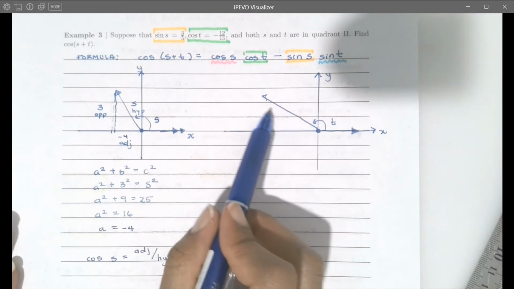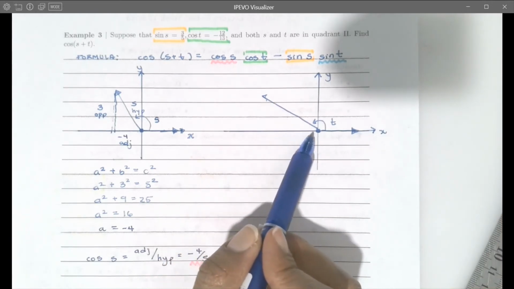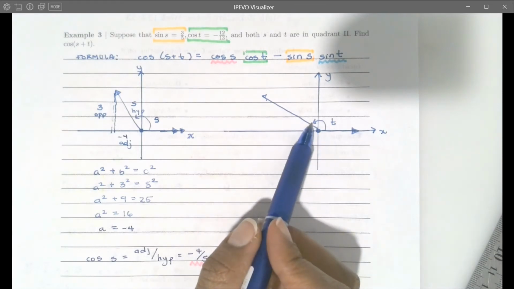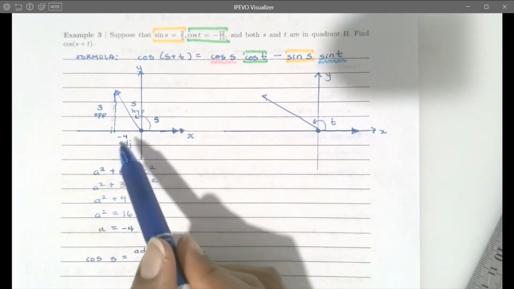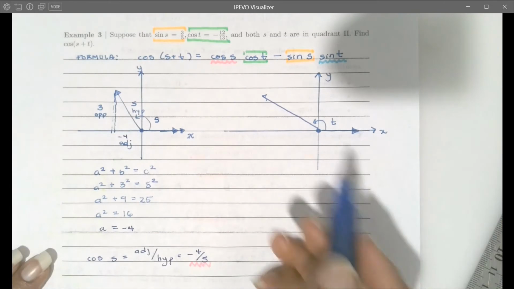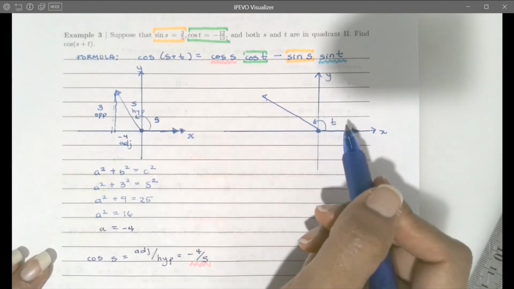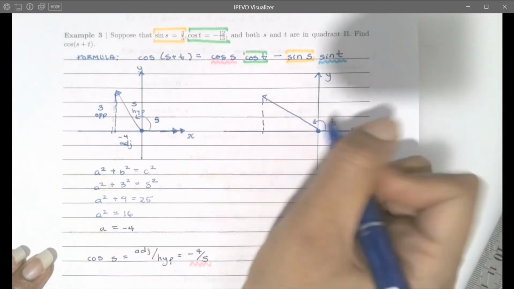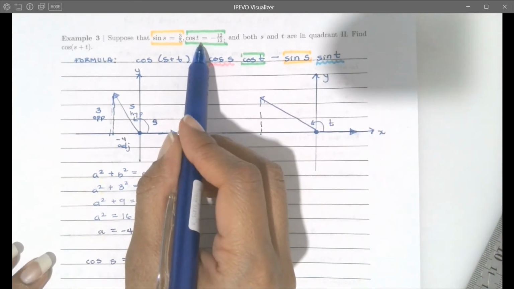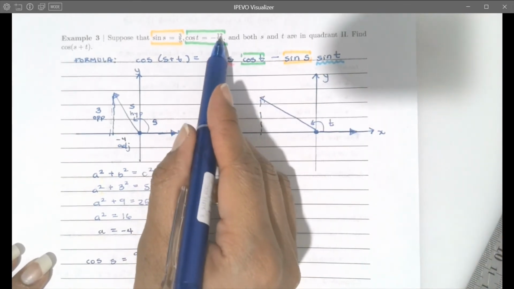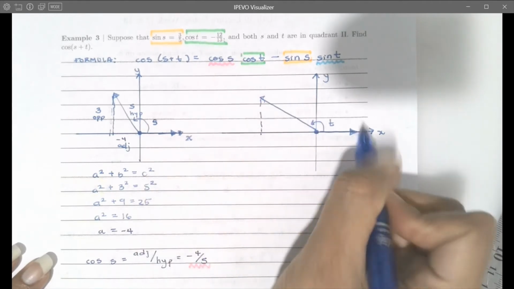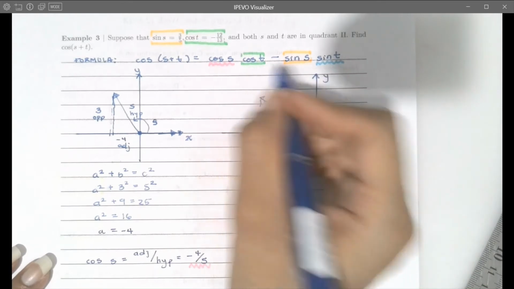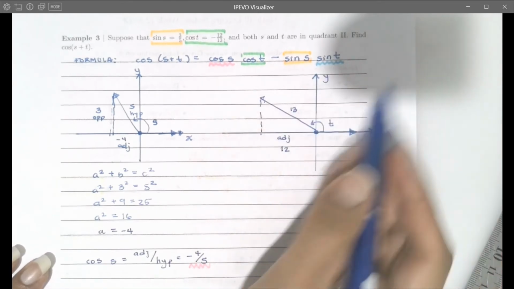And I don't know exactly where the terminal side lies or how large this angle is. I'm just drawing it a little differently from S so that we can distinguish the two diagrams. But if we draw it in that way, that means that for cosine of t, that would be the adjacent over hypotenuse. So the adjacent side would have to be 12. Hypotenuse would have to be 13.